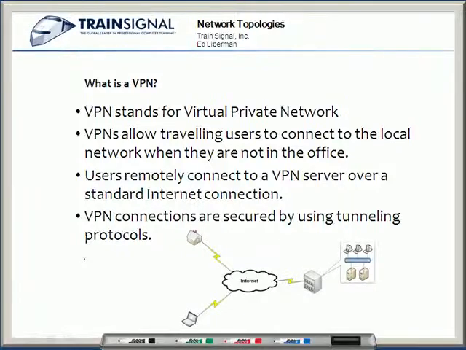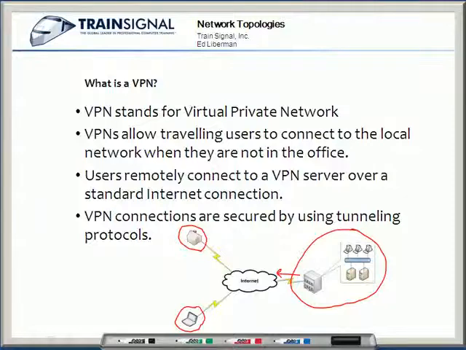Users remotely connect to a VPN server, which you'll have to have in place at the office, over a standard internet connection. Now, because it's over a standard internet connection, that doesn't sound very secure, right? Matter of fact, here in the drawing, we have our office network, and the office is connected to the internet. So an example of where VPNs are used might be for somebody who works from home or somebody who's traveling using their laptop, and maybe they're on one of those Wi-Fi internet connections. Well, that's what we mean by standard internet connections.